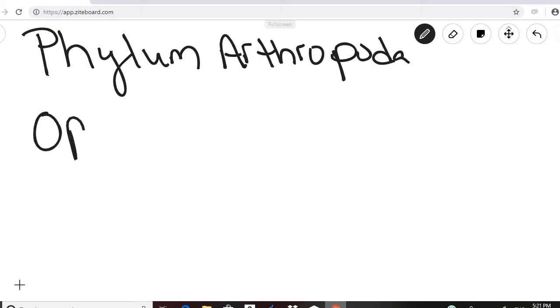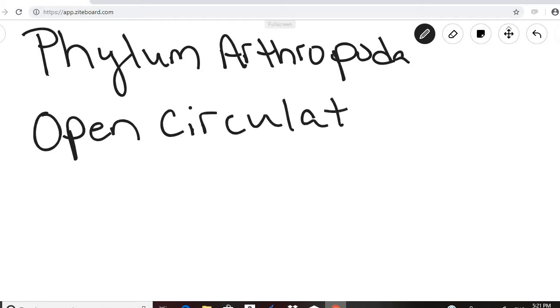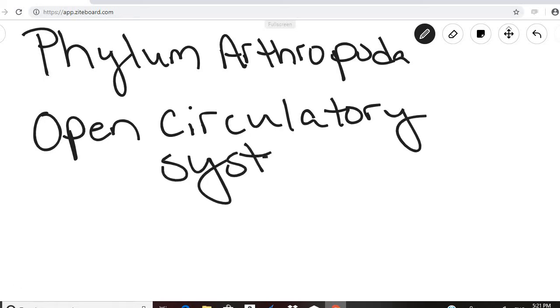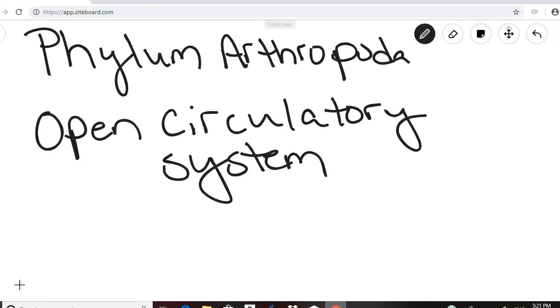Members of this phylum have an open circulatory system. And we said that what that means is that the blood actually leaves the blood vessels and enters into body cavities, so that the cells are in direct contact with the blood. Unlike us, we have a closed circulatory system where the blood never leaves the blood vessels, but all members of phylum Arthropoda have an open circulatory system.